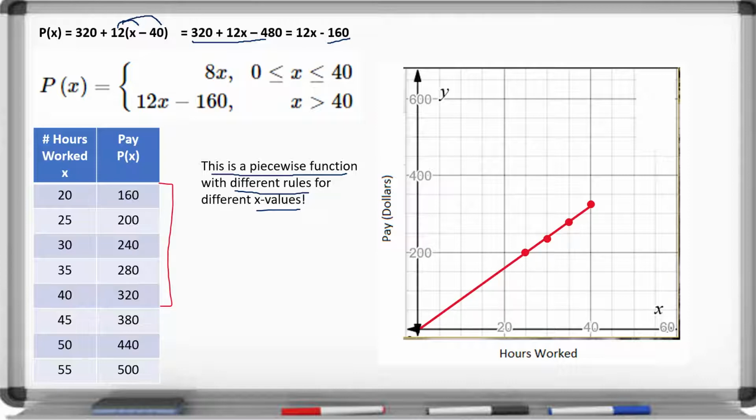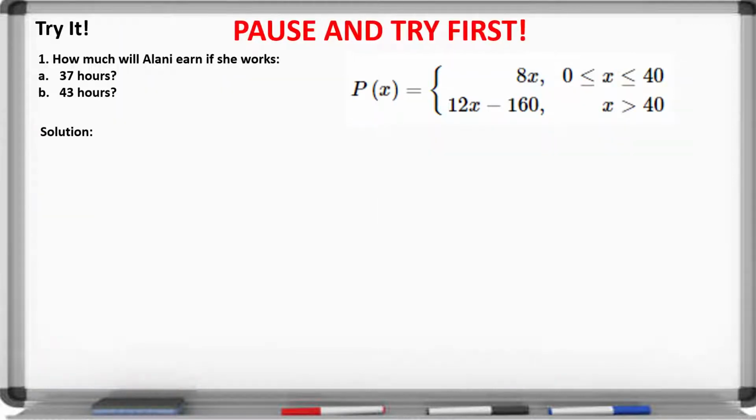So for the first rule, which is in red, we graph the points and then we connect the line for those points. For the second part, when we're making overtime, notice that in green we have different points, and notice that our slope is different because we're actually making more money when we're working overtime. All right, go ahead and pause the video and try this problem first.